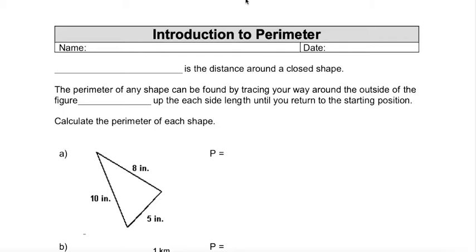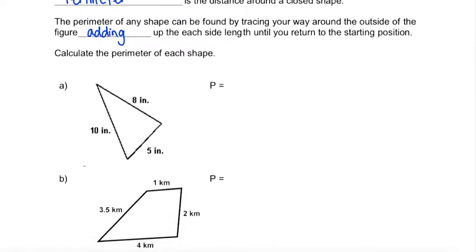So an introduction to perimeter. It's important to remember that perimeter is the distance around a closed shape. The perimeter of any shape can be found by tracing your way around the outside of the figure edges, adding up each side length until you return to the starting position. So when we're calculating the perimeter of any sort of shape, whether it's a regular shape, a composite shape, or an irregular shape, we just want to take a look at the outside edges.